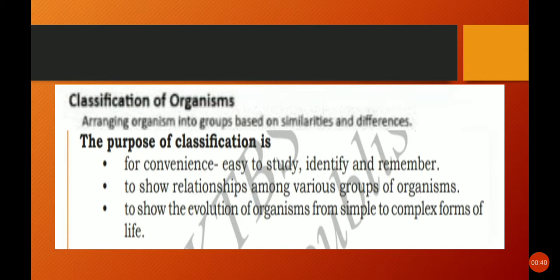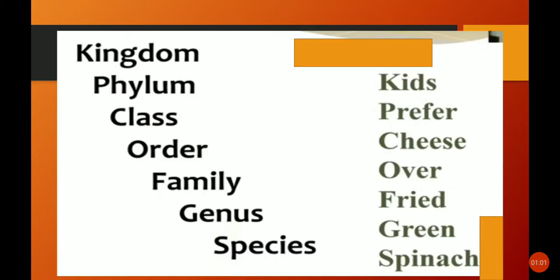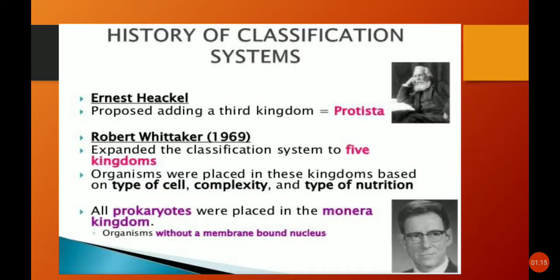And what is the purpose of classification? For convenience, easy study, to show relationships among various groups of organisms, and to show the evolution of organisms from simple to complex forms of life. These are the purposes of classification. The groups of classification are kingdom, phylum, class, order, family, genus and species.